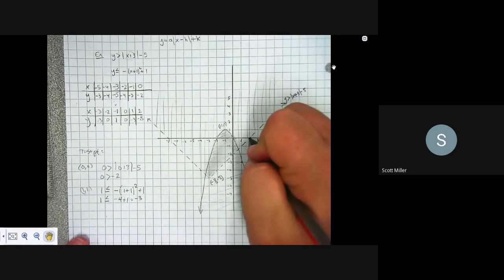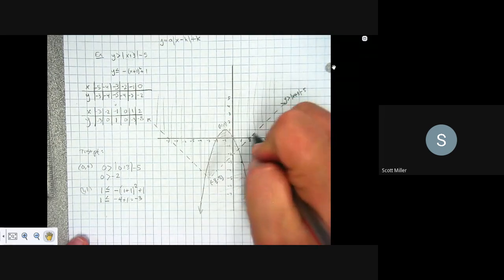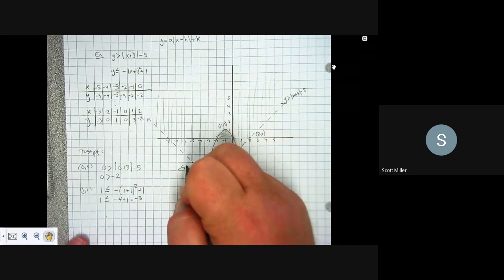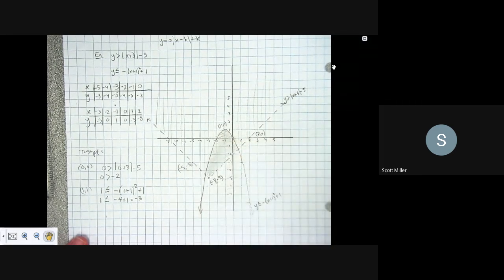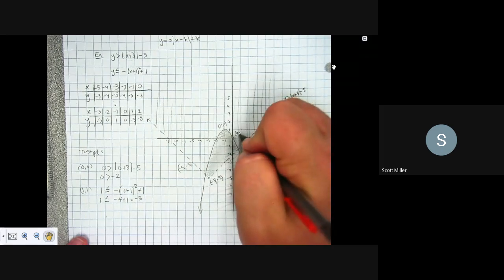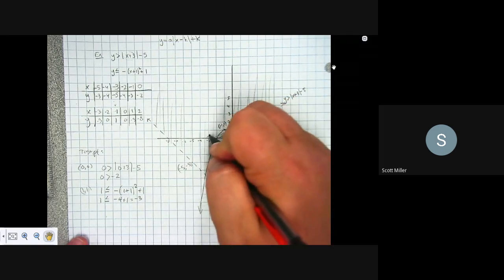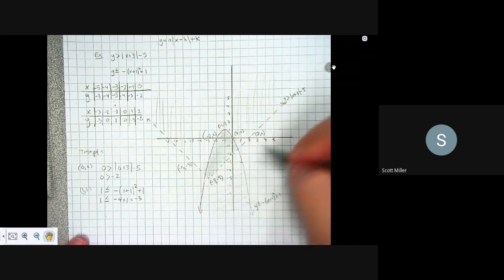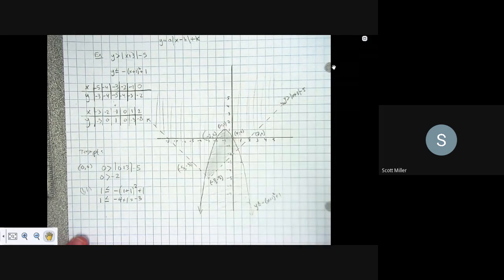Pick a point on each side. So this point right here is 2, 0. And you pick any number over here. So we got negative 5, negative 3. And then we want to pick some points on our parabola, 0, 0, and then one on this side, negative 2, 0. And so I have 3 points on the parabola, 3 points on the absolute value.